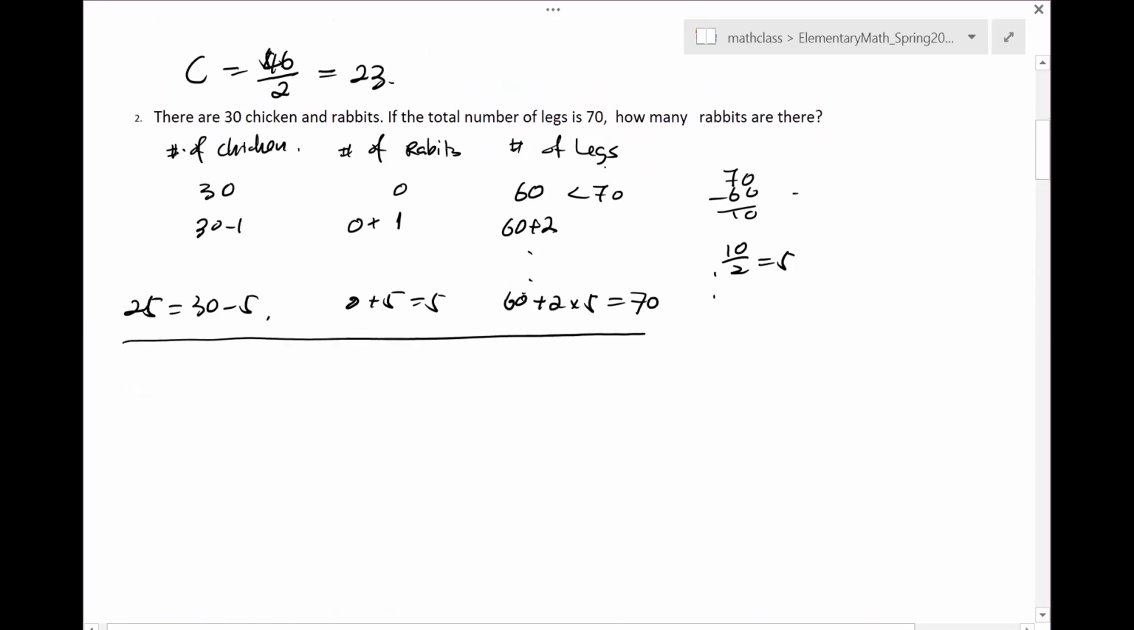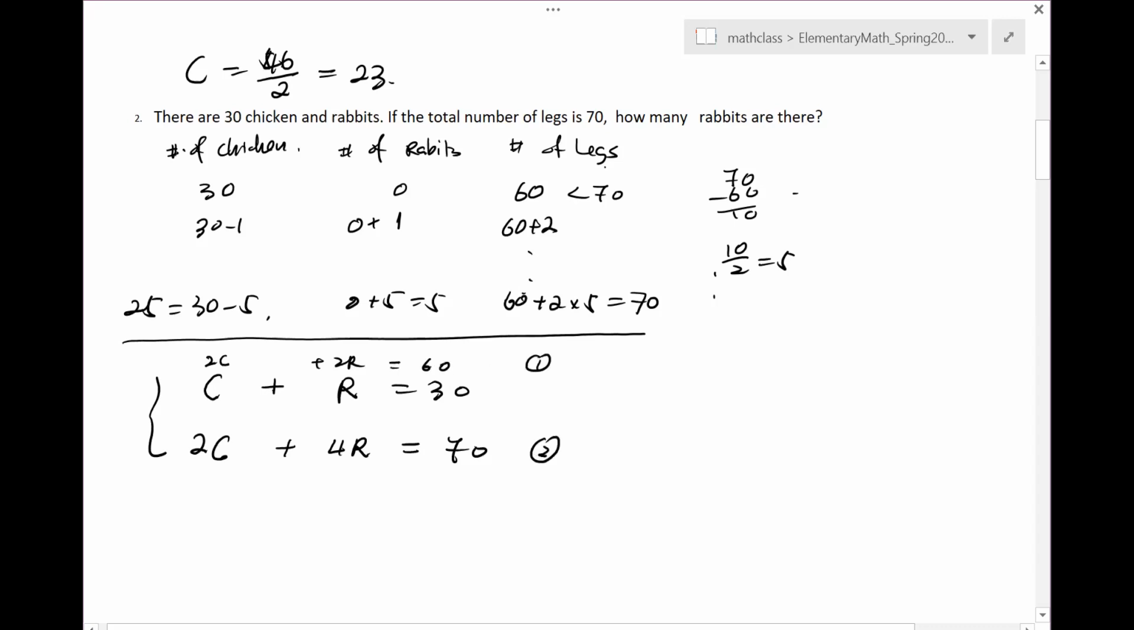Now, to solve the problem using equations, first of all, you get the equation: the number of chicken plus number of rabbits will be 30, right? And then every chicken gets 2 legs, every rabbit gets 4 legs, so you get 70 total, okay? Now this time we want to find the number of rabbits, so we just need to get rid of the C. So you multiply the first equation by 2. Okay, that's equation 1, that's equation 2.